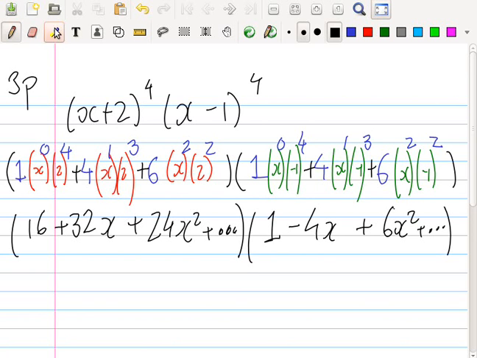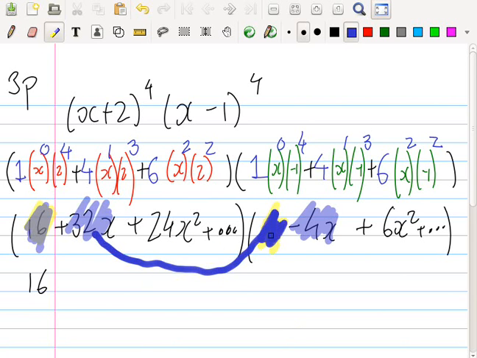Okay, I'll try and use colors here. So the first term is the term without the x. So that is 16 multiply 1. So that's 16. Can we do any other multiplications that would make a number without an x? I don't see any other ones, right? The next one is the ones that make an x. So this multiply this makes an x. And what else? The 32x times the 1.